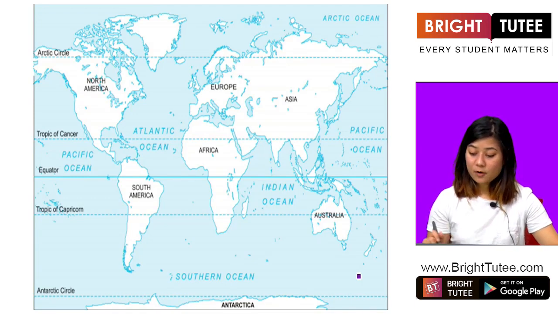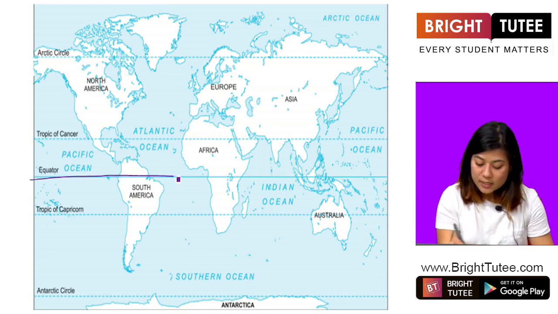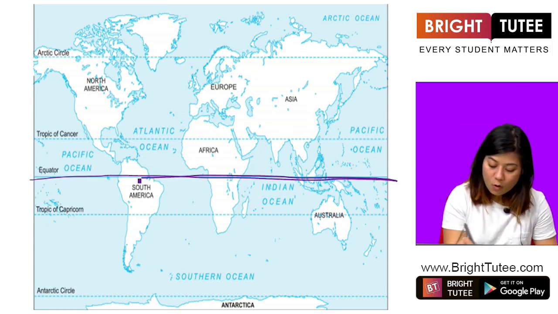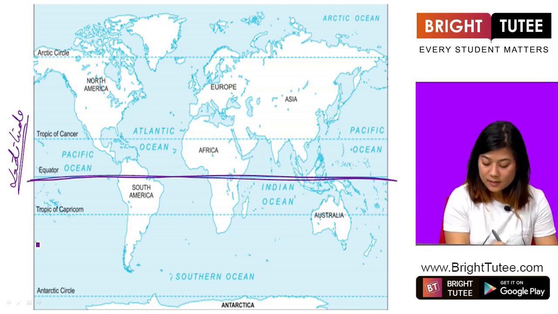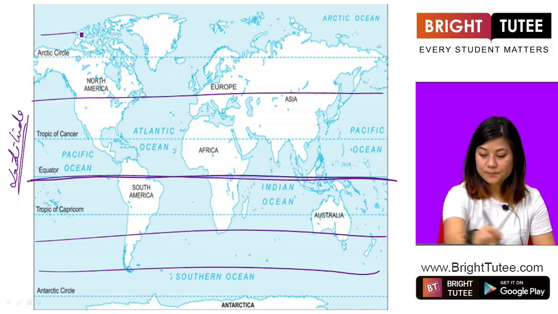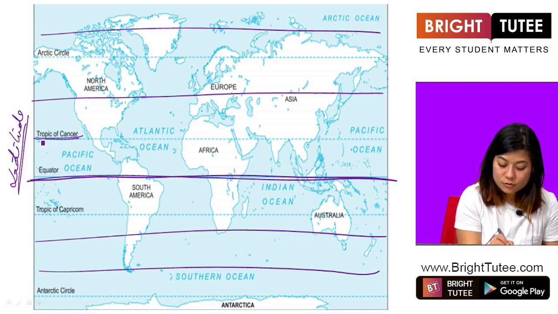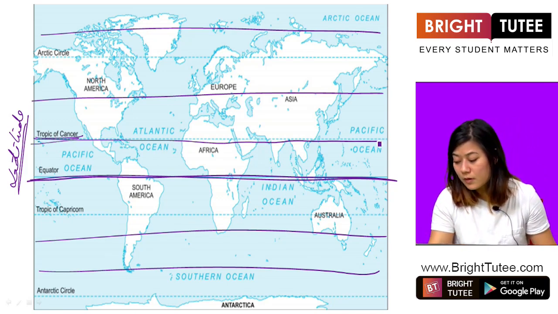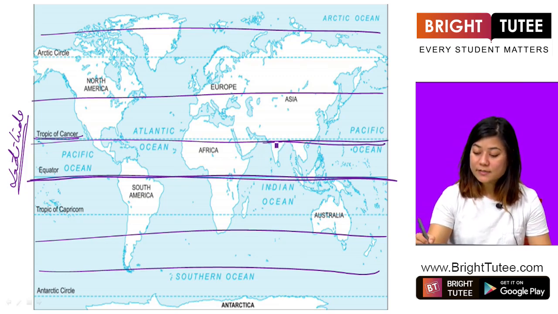So here we have a map. This is the map of the world, and you can see the equator. Equator is the center of the latitudes, and all other latitudes run south or north of it. Like we just learned, Tropic of Cancer is also one of the latitudes, and it passes through the country, India.